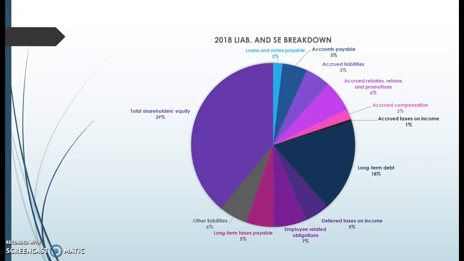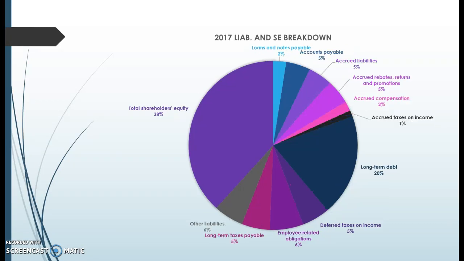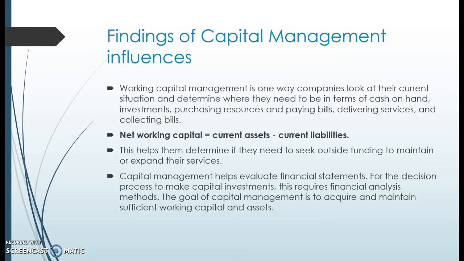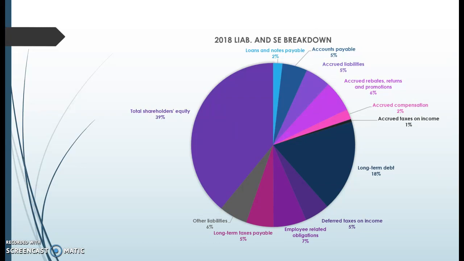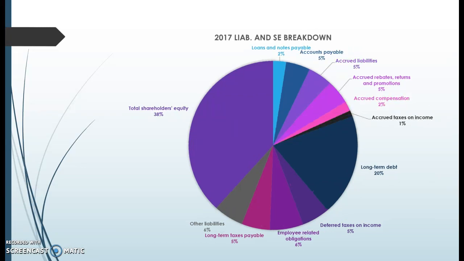This is our 2018 liability and shareholders' equity breakdown. As you can see, in 18 we had 39%. And that includes long-term debt, deferred taxes on income, other long-term taxes payable, other liabilities, accounts payable, accrued taxes on income, loans, and notes payable. And then this is compared to 2017. Sorry, there was 18 and then 17.